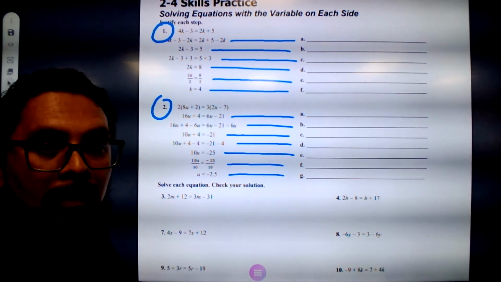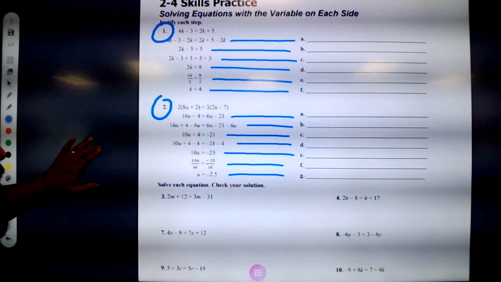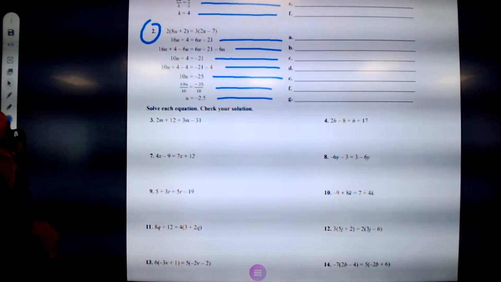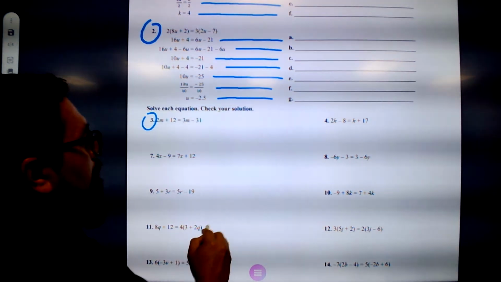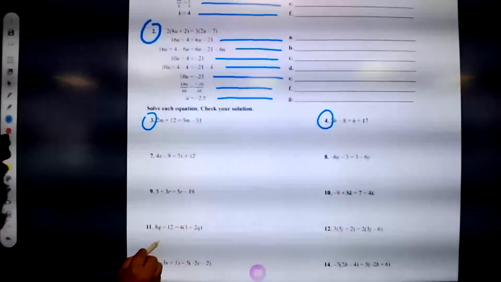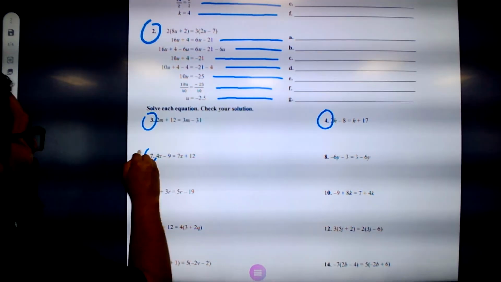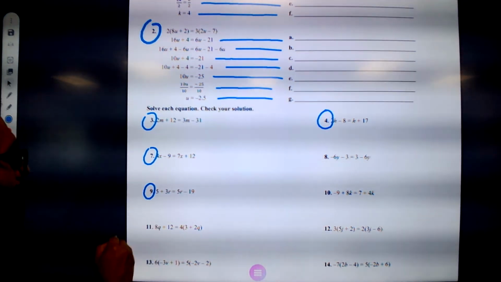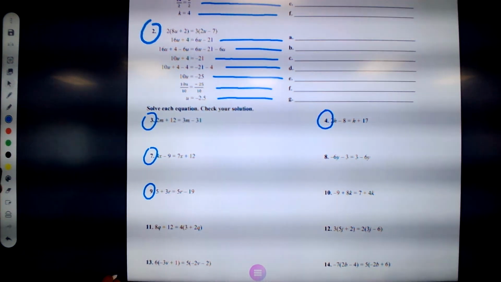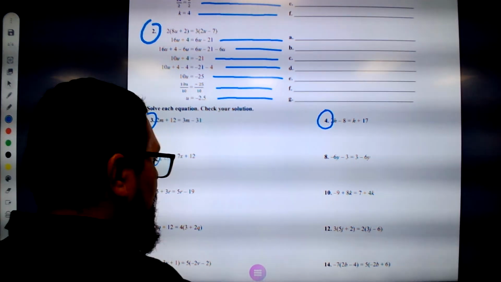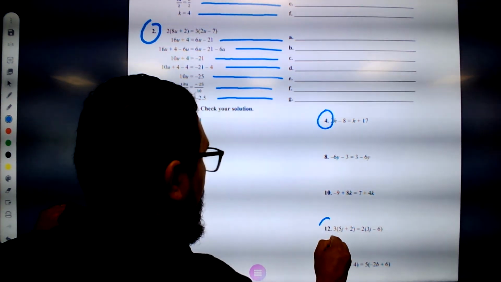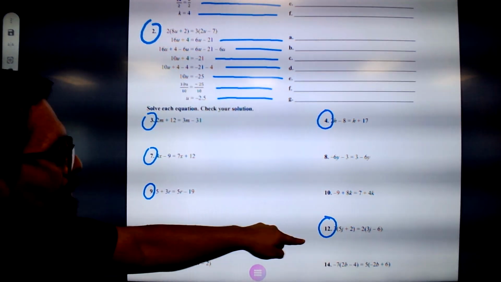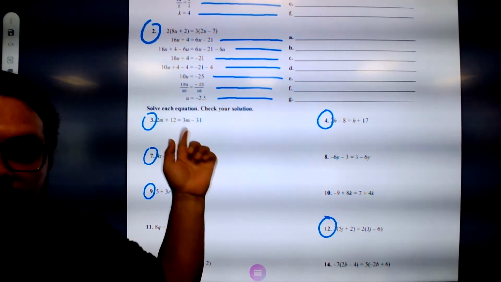All right, so you're going to do number 1, number 2, and then let's go down here. You're going to do number 3, number 4, number 7, number 9, and number, let me see, 12. So 1, 2, 3, 4, 7, 9, and 12. Those are the ones you're going to do. The others we'll leave for another time.